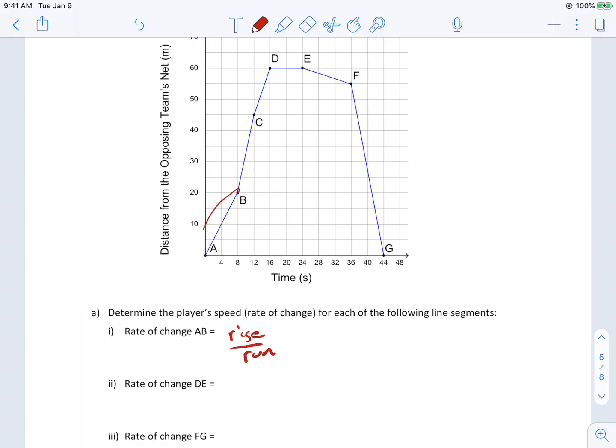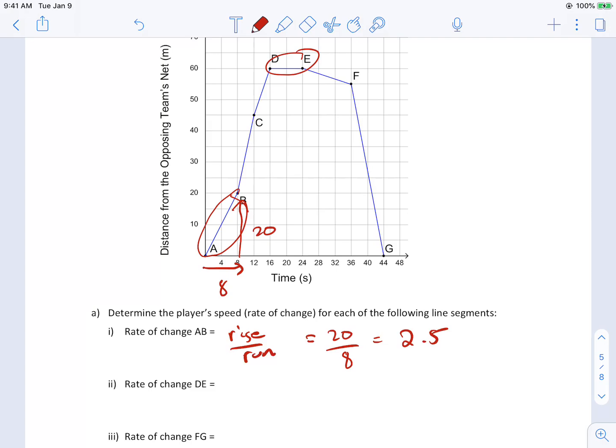So if I'm looking at AB here, what do we have? Well, I've risen 20 and I've gone over 8. So that means my rise was 20, my run was 8. And we could go ahead and reduce that if we wanted to, or we could put it in our calculator. I'm generally a bigger fan of getting a decimal value. That's going to give me 2.5.